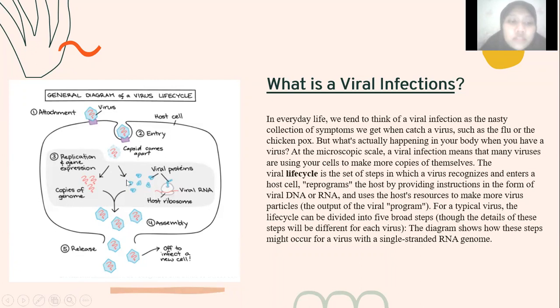The viral genome is copied and its genes are expressed to make viral proteins. The fourth is assembly. The new viral particles are assembled from the genome copies and viral proteins, and the last is release. Completed viral particles exit the cell and can infect other cells.